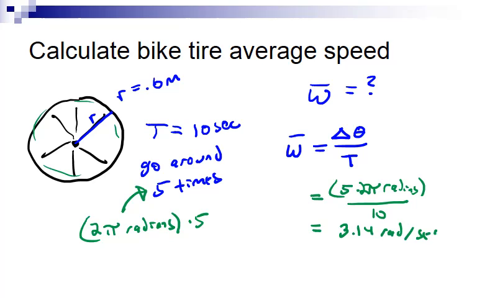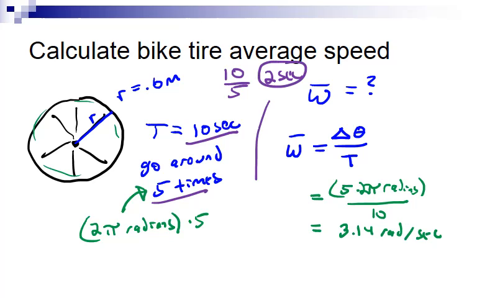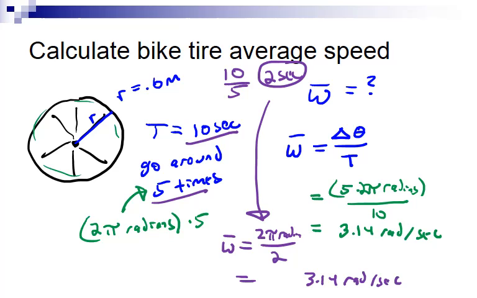radians per second. Okay, and then if we did it this way, where we said, okay, I know 10 seconds goes around 5 times. So that means every time, 10 divided by 5, takes 2 seconds to go around. So average angular speed, just one time around, 2 pi radians in 2 seconds, and we'll get the same thing, 3.14 radians per second. And so we actually don't really need the radius until we compare this to linear, which I like to do in class as well. So how far did it go, right?